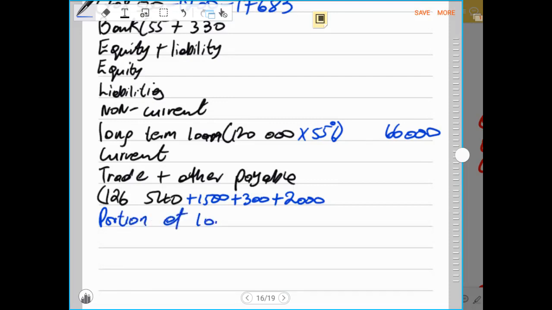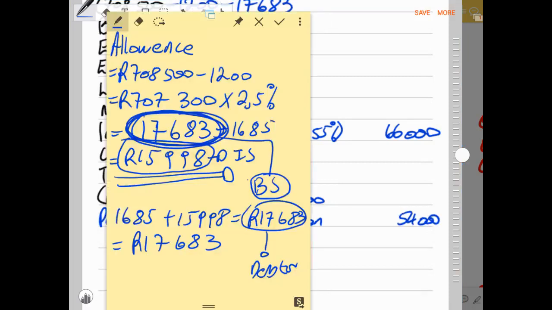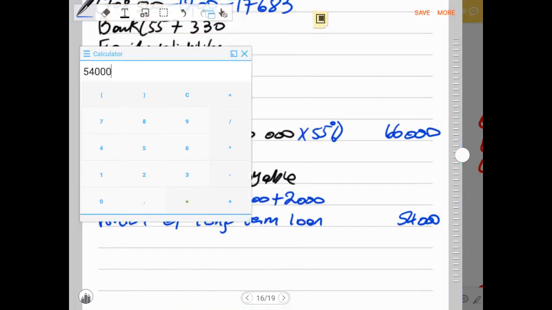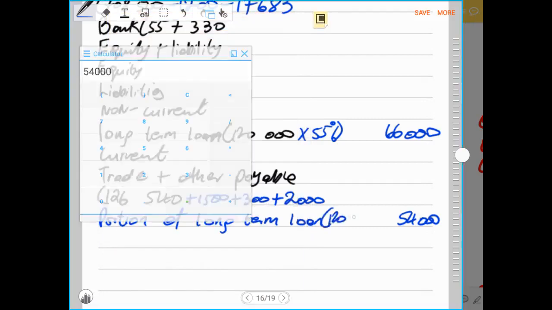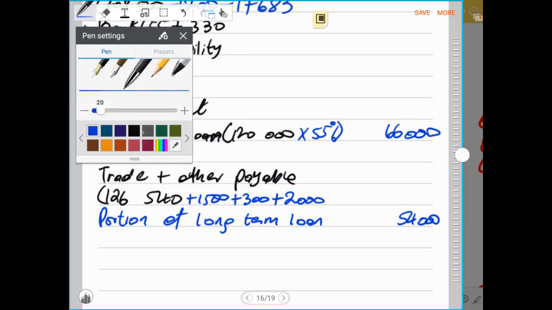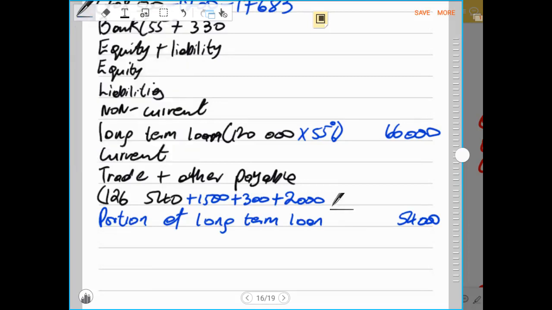The portion of the long-term loan is 54,000 rands. That 54,000 rands is 120,000 times 45%.